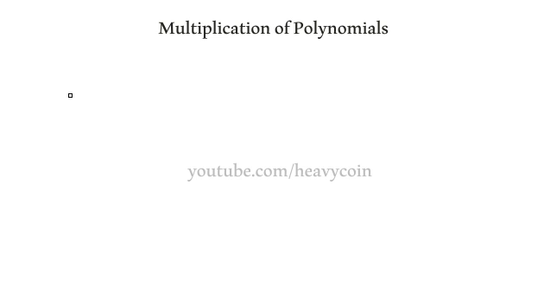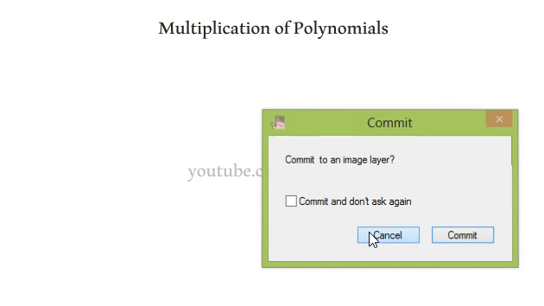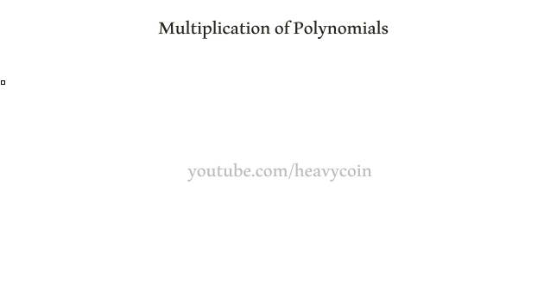Well, I think we should learn something new now. Let's say we had x plus y times x minus y. And we want to rewrite this. We want to multiply these two together. Okay, this is how this works if you've never seen it.